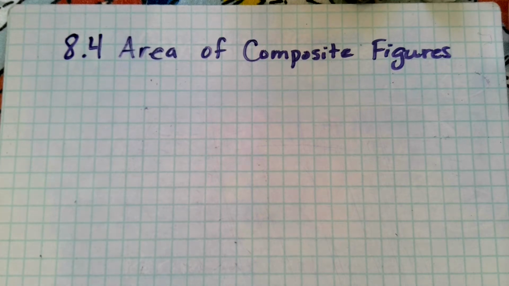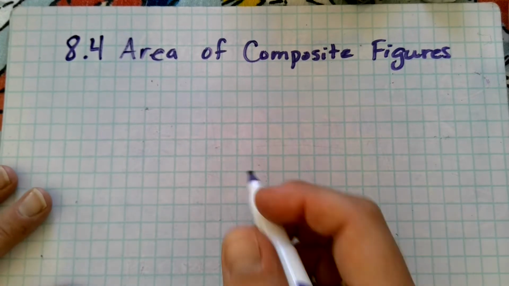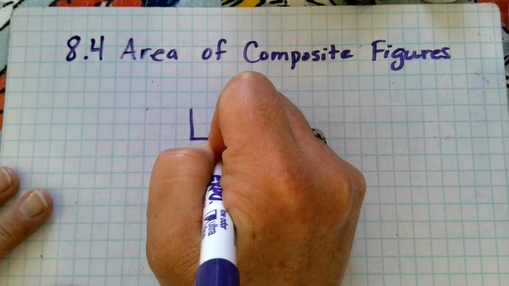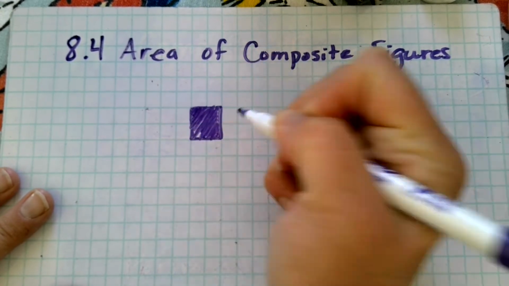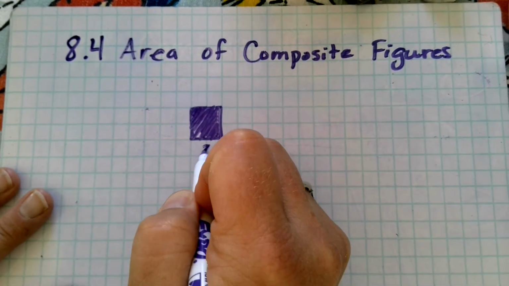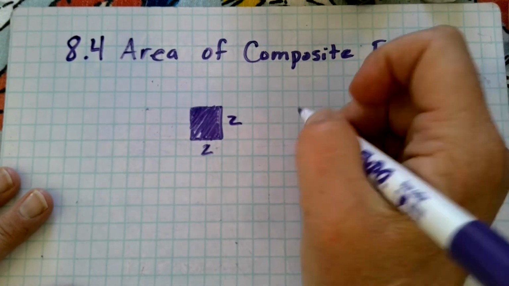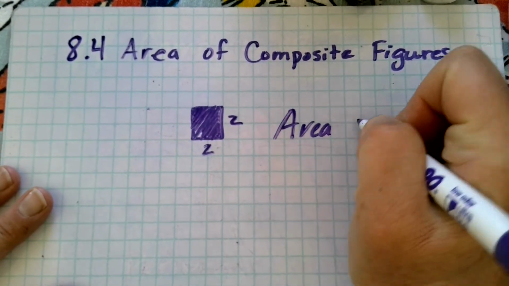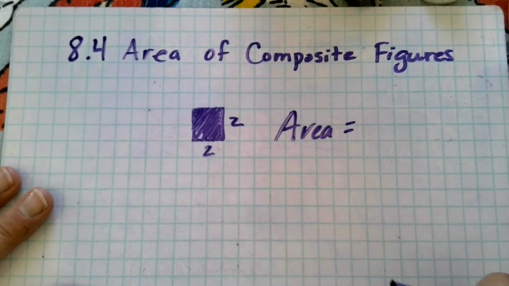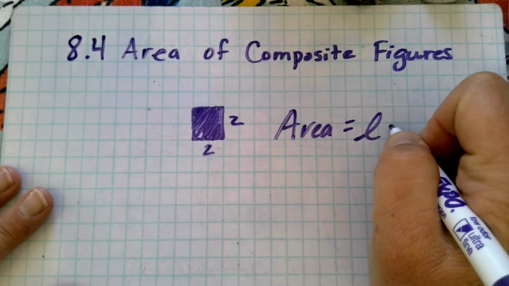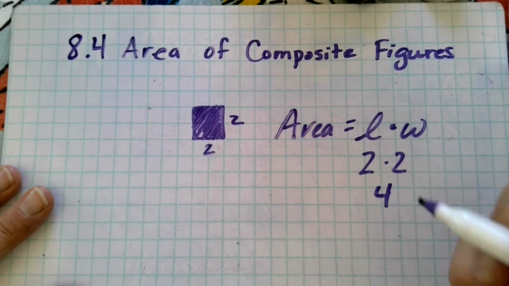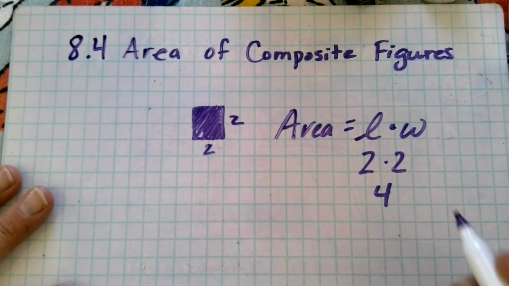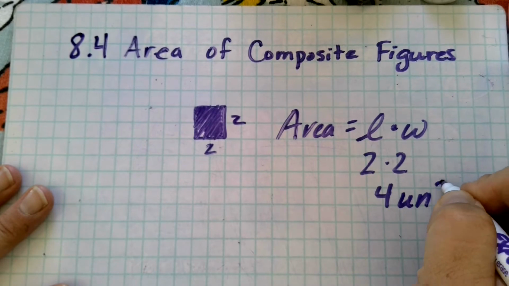Hi guys, today we are going to be learning how to find the area of composite figures. So again, the area would be the complete space taken up by an object here. So if we knew this side was 2 and this side was 2, area for a rectangular or square figure is length times width. So here it would just be 2 times 2, which would give us an area of 4.